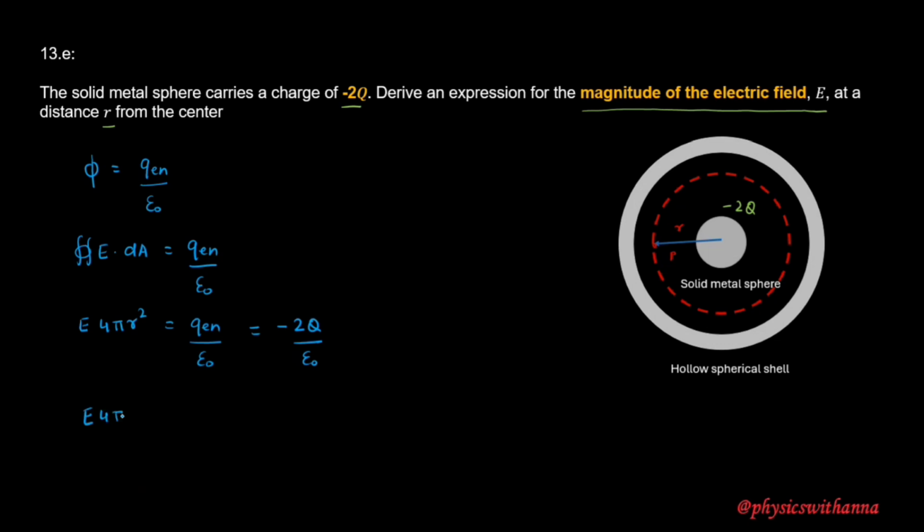E times 4 pi r squared equals negative 2q over epsilon naught. Divide by 4 pi r squared, we get E equals negative 2q over 4 pi epsilon naught r squared. So this is the expression for electric field at the given distance r from the center. And if we write 1 over 4 pi epsilon naught as k, we get the value of electric field as negative 2kq over r squared.